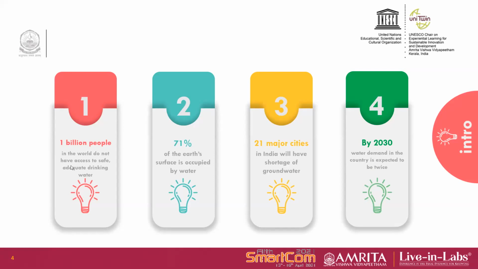According to Niti Aayog's report 2018, 21 major cities in India will have a shortage of groundwater, which is the main available water resource in India. In addition, the report projected that water demand in the country is expected to be twice the available supply by 2030. Hence, improving water quality to make it safe for drinking is considered a challenge in general, especially among rural communities in India. With this in mind, a study was conducted in an Indian village to promote a sustainable solution to improve the quality of water.